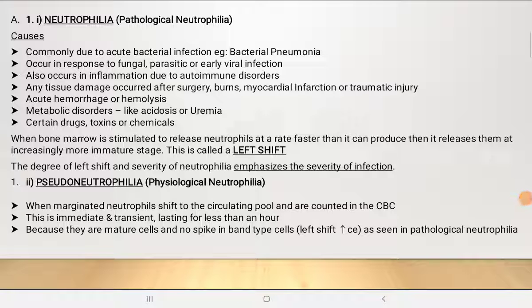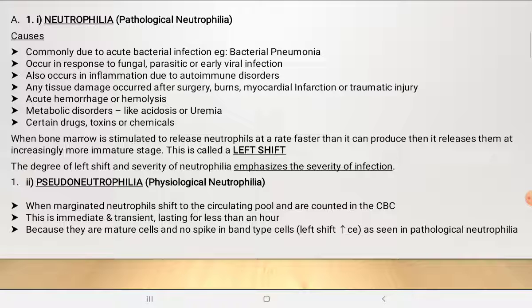Now, there is something called pseudo-neutrophilia. That is, it is a physiological neutrophilia. That is, an increase in neutrophils that is due to physiological changes. We have earlier spoken about the marginal neutrophils and the circulating neutrophils.